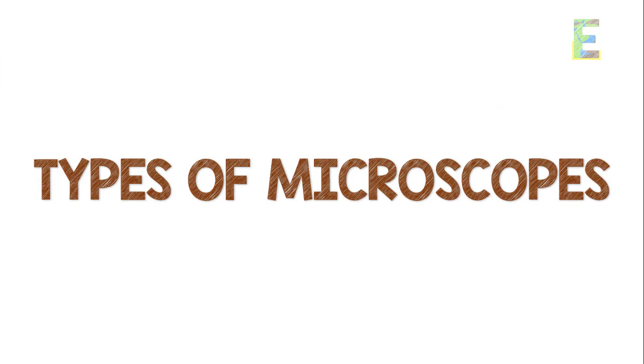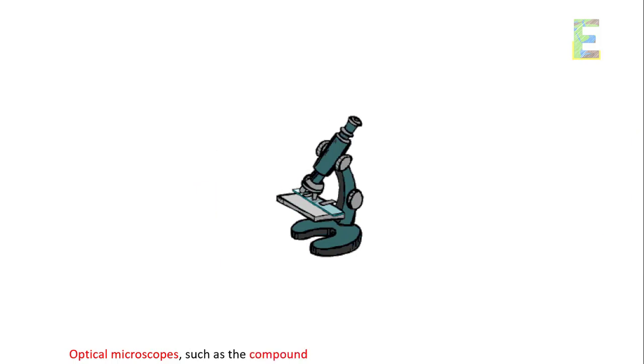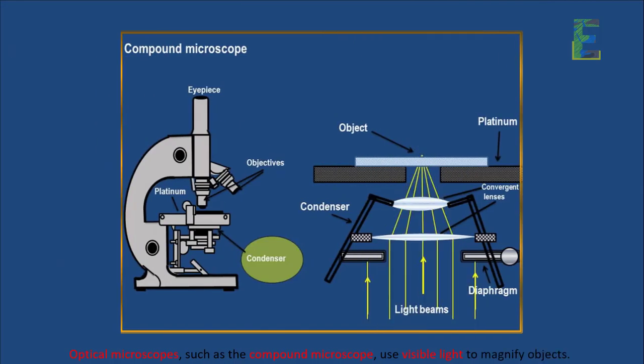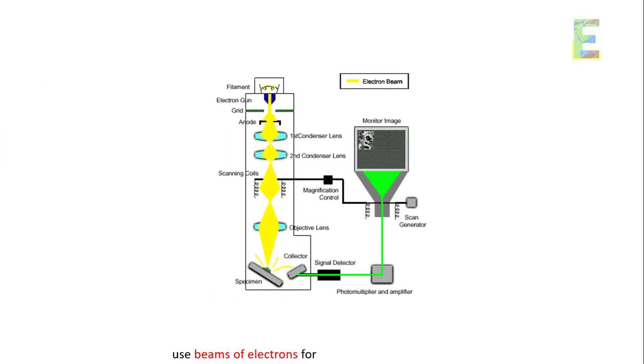Types of microscopes. There are various types of microscopes, each designed for specific purposes. Optical microscopes, such as the compound microscope, use visible light to magnify objects. Electron microscopes, including scanning and transmission electron microscopes, use beams of electrons for even greater magnification.